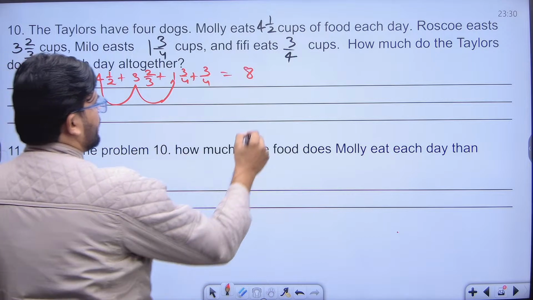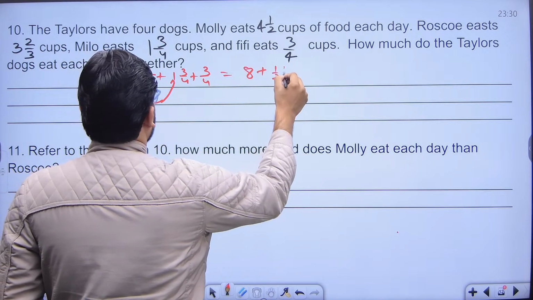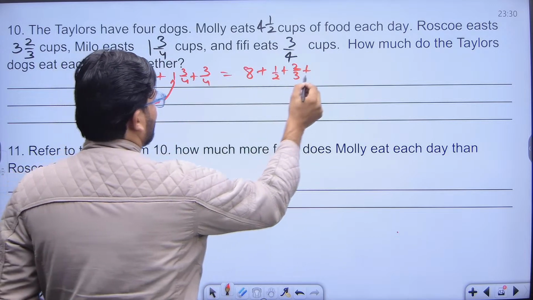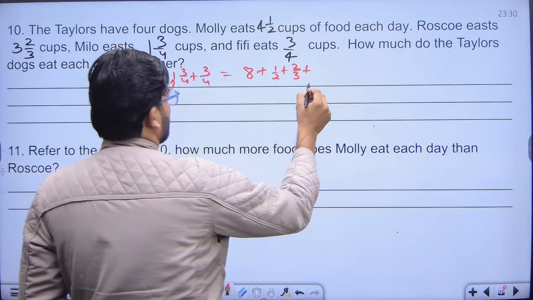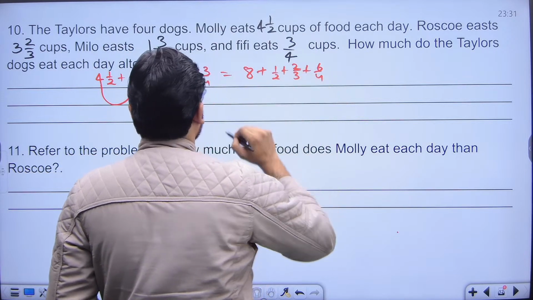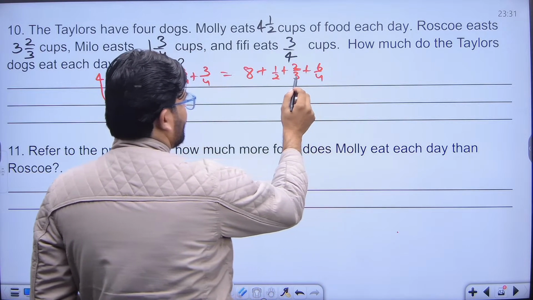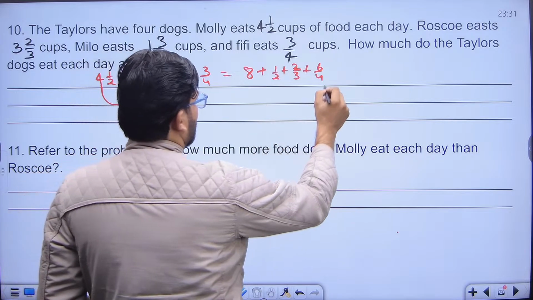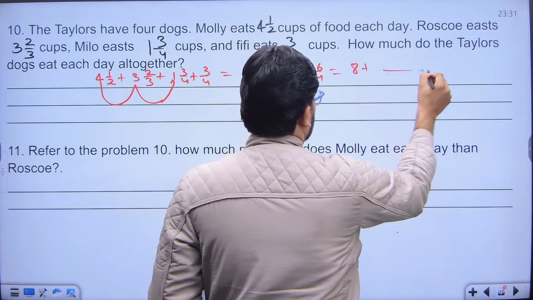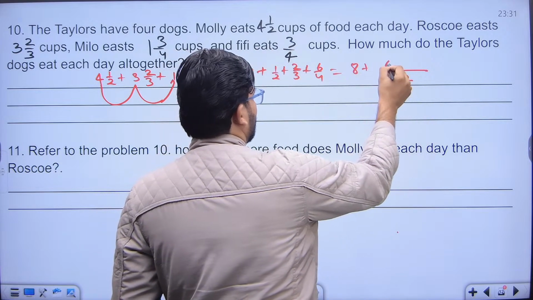Then I will add the fraction part. So the fraction part is 1/2 plus 2/3 plus 3/4 plus 3/4. Now the LCM of 3, 4 and 2 is 12. So you can write it like this: 8 plus, taking the LCM as 12, 2 will go how many times? 6 times. So 6 will also be multiplied by the numerator 1.